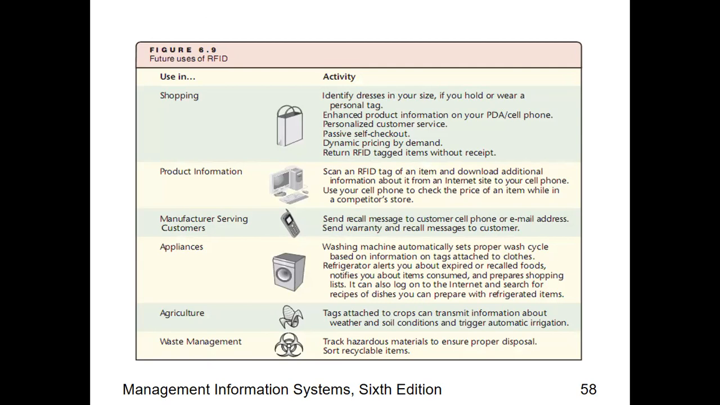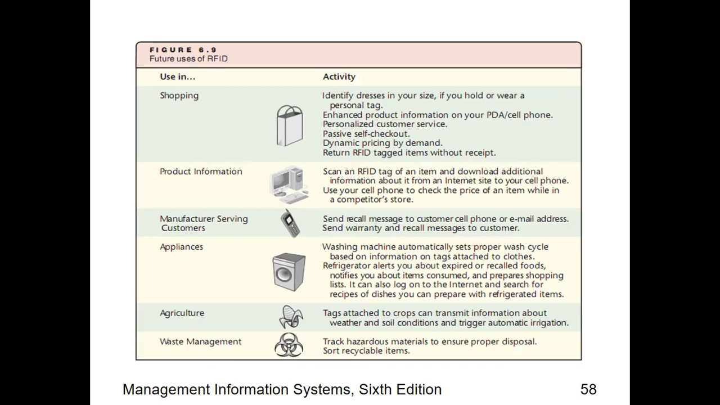Then manufacturer serving customers would send recall message to customer cell phone or email address. We can now easily communicate and contact with our customers. Appliances, example, washing machine automatically sets proper wash cycle based on information on tags attached to clothes. Now that is also a good thing.